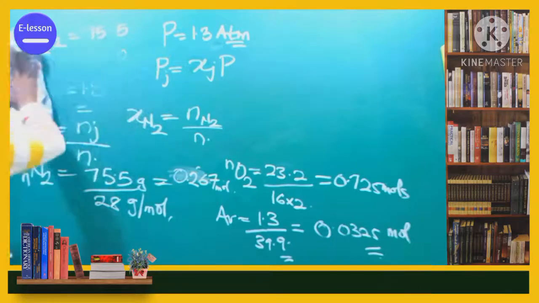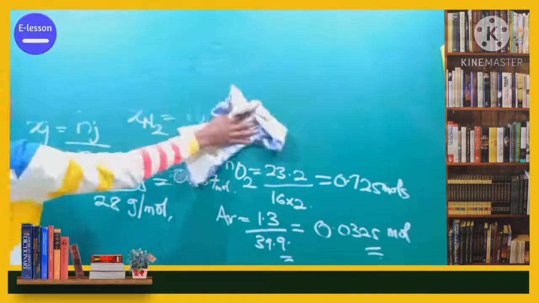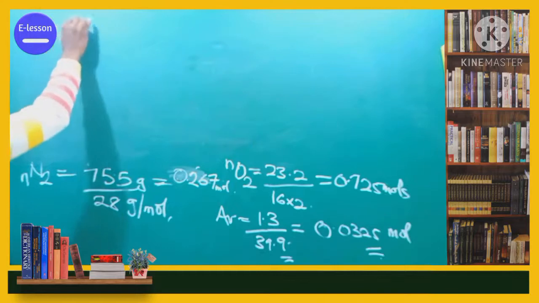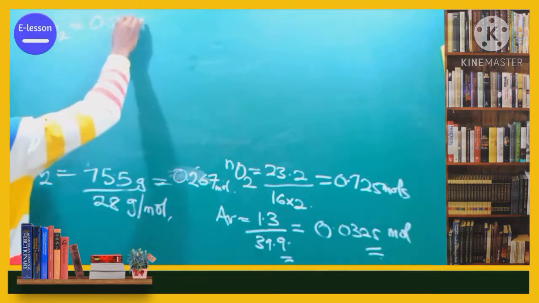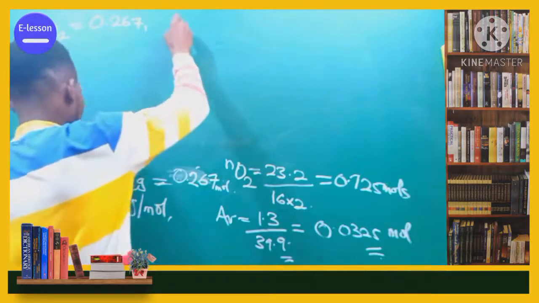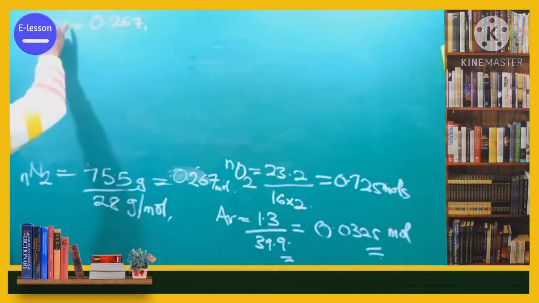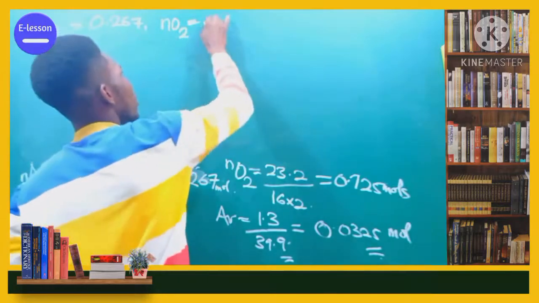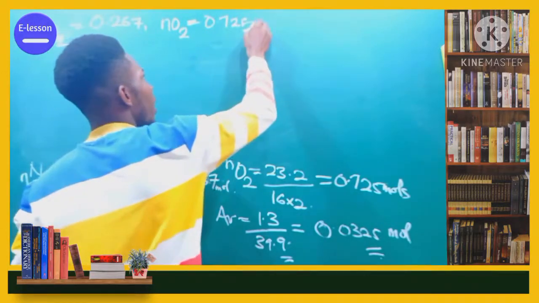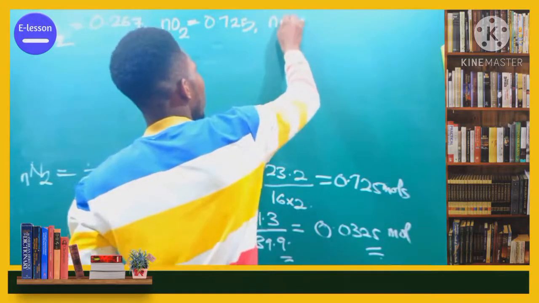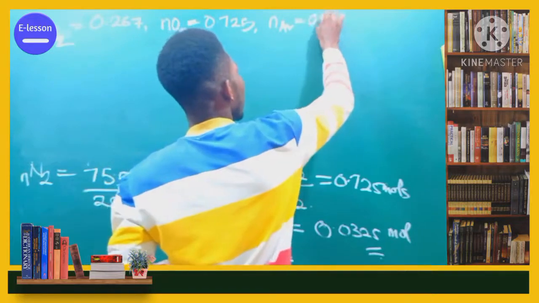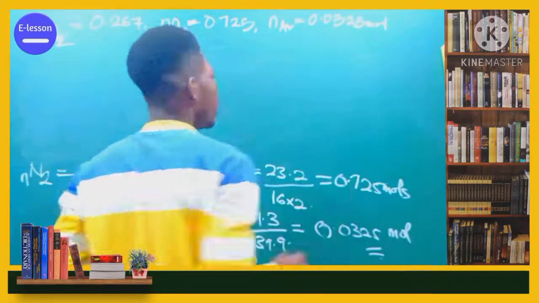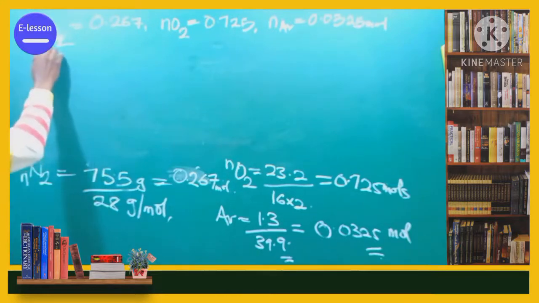Now, have we gotten the number of moles? Let's state out our number of moles. For nitrogen it is 0.267. For oxygen it is 0.725, and that of argon is 0.0325, all in moles. Now, having gotten this, we need to get our what?